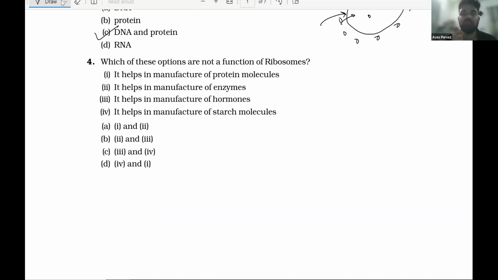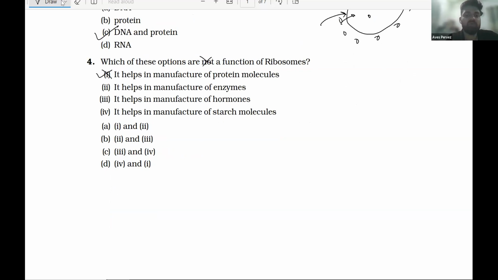Question number 4. Which of the following is not the function of ribosomes? It helps in the manufacturing of protein. Yes, it helps in the manufacturing of proteins. It helps in the manufacturing of enzymes. Options 3 and 4 are not functions.